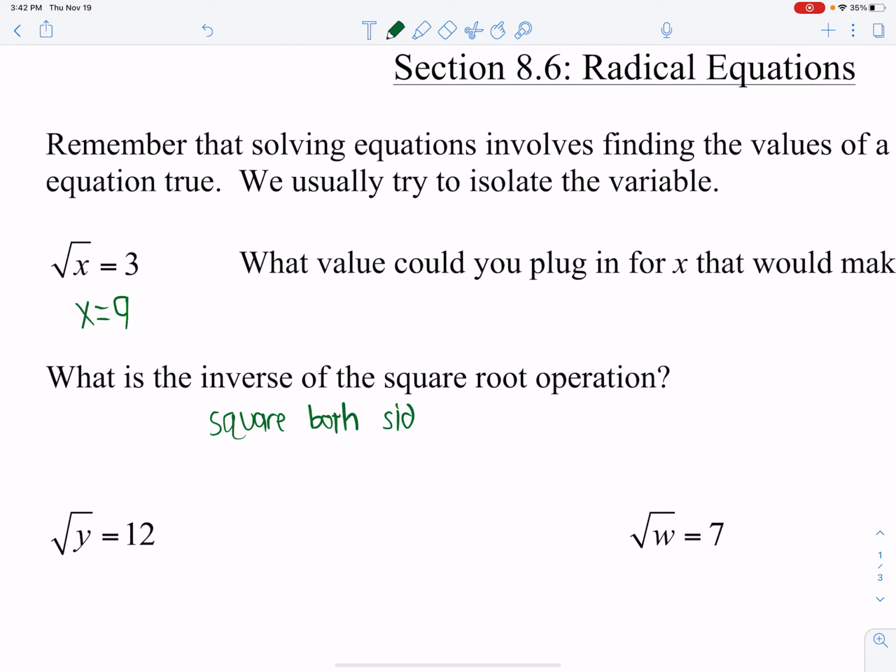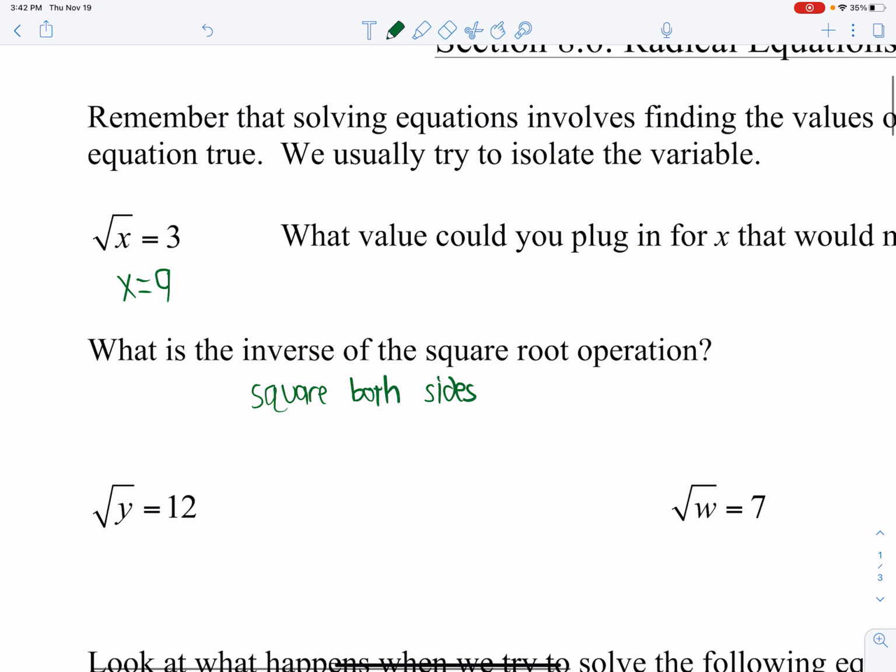Just like to undo subtracting, you add the same number to both sides. To undo multiplying, you divide both sides by the same number. When you have a square root that you want to get rid of on one side, you square both sides. So for example, if we have the equation the square root of y equals 12, we put parentheses around both sides and square both sides.